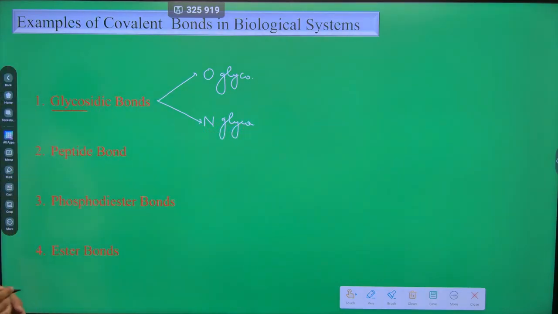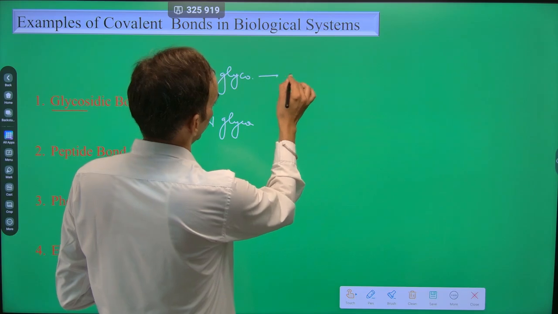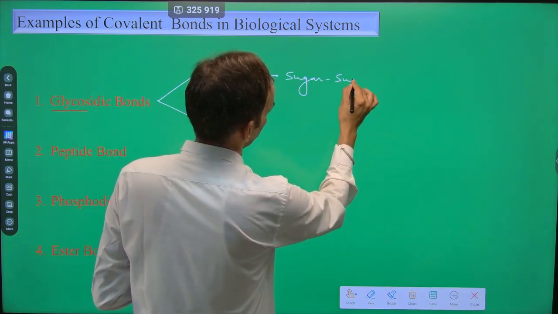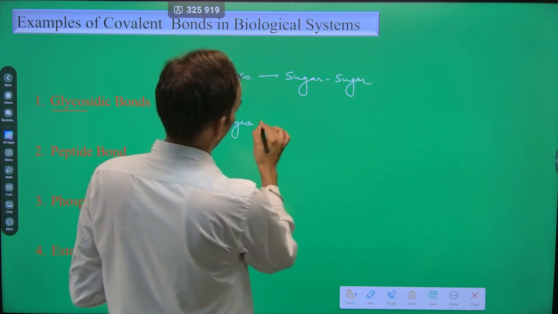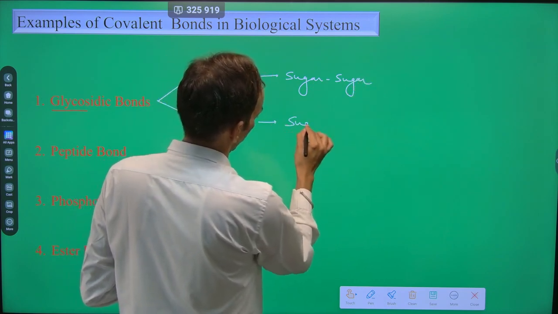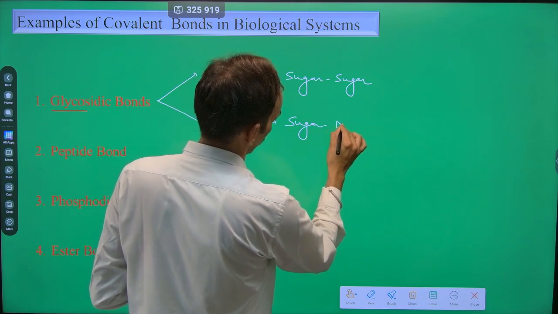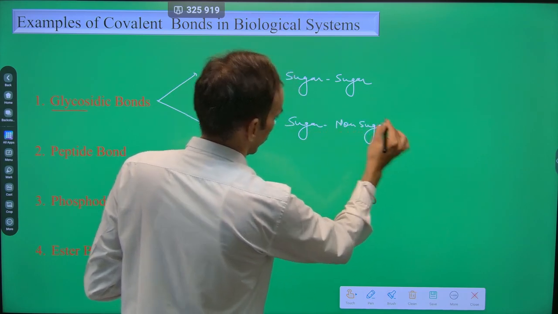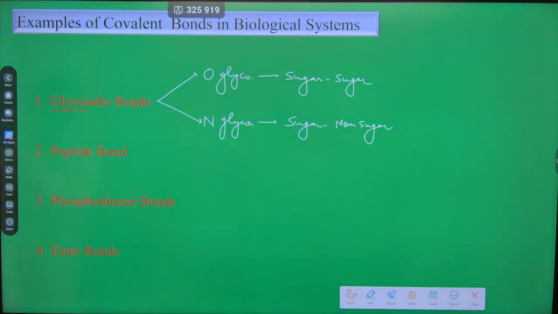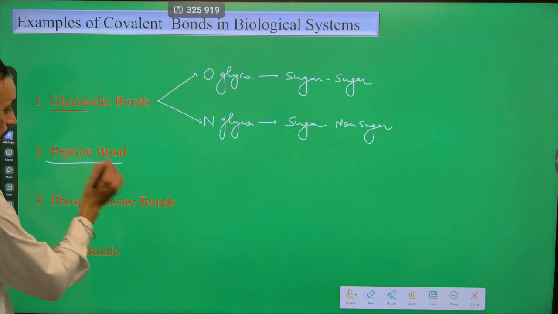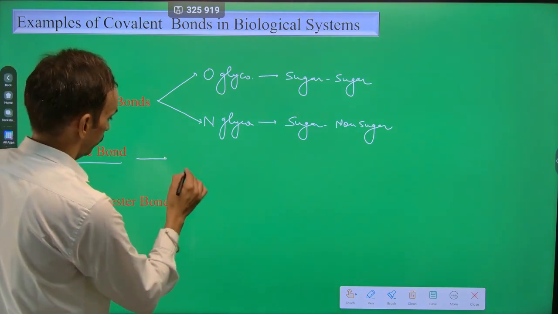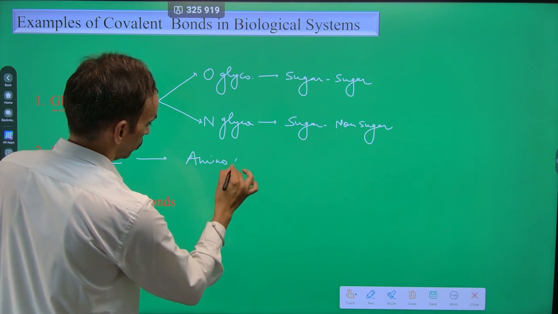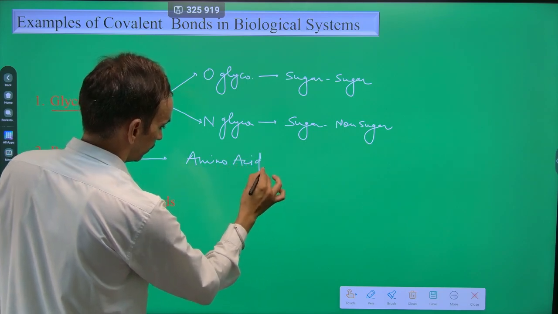If the glycosidic bond is formed between a sugar and a sugar molecule, then it is called the O-glycosidic bond, and if it is formed between a sugar and a non-sugar molecule, then it is known as the N-glycosidic bond. So there are two types of glycosidic bond. Next is the peptide bond. It is formed between amino acids that leads to the formation of a polypeptide.